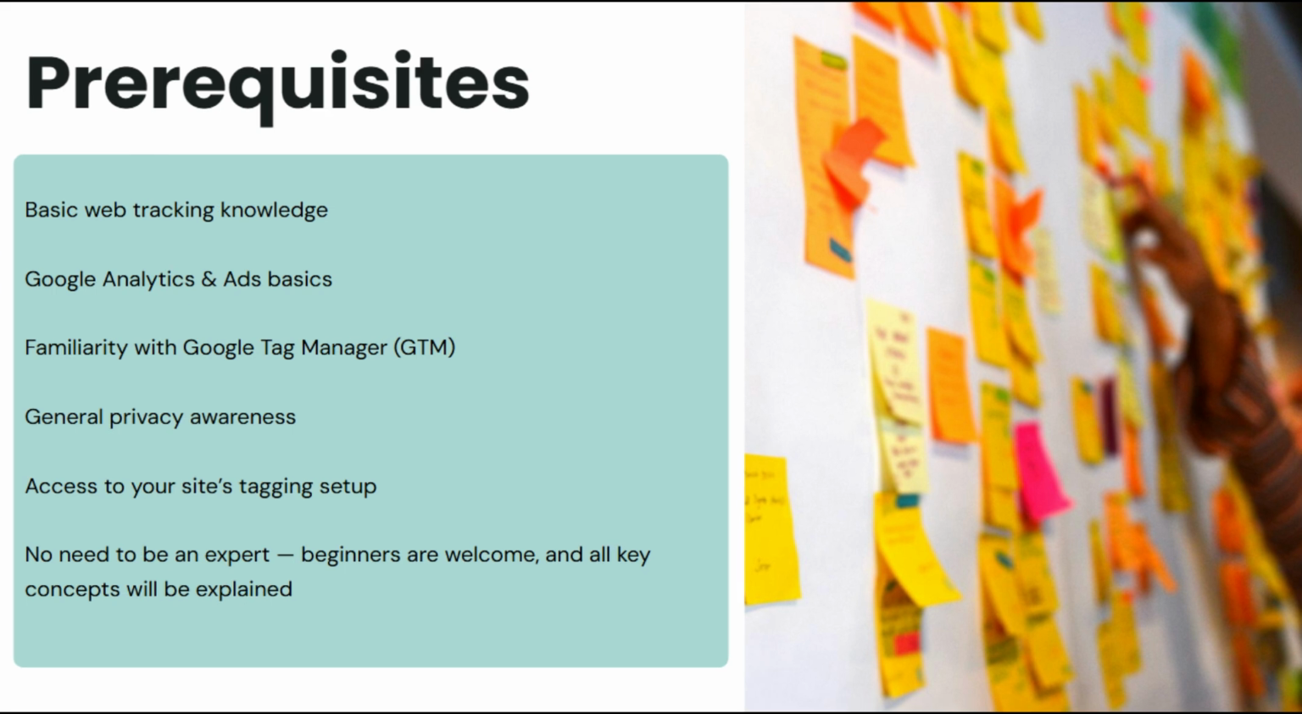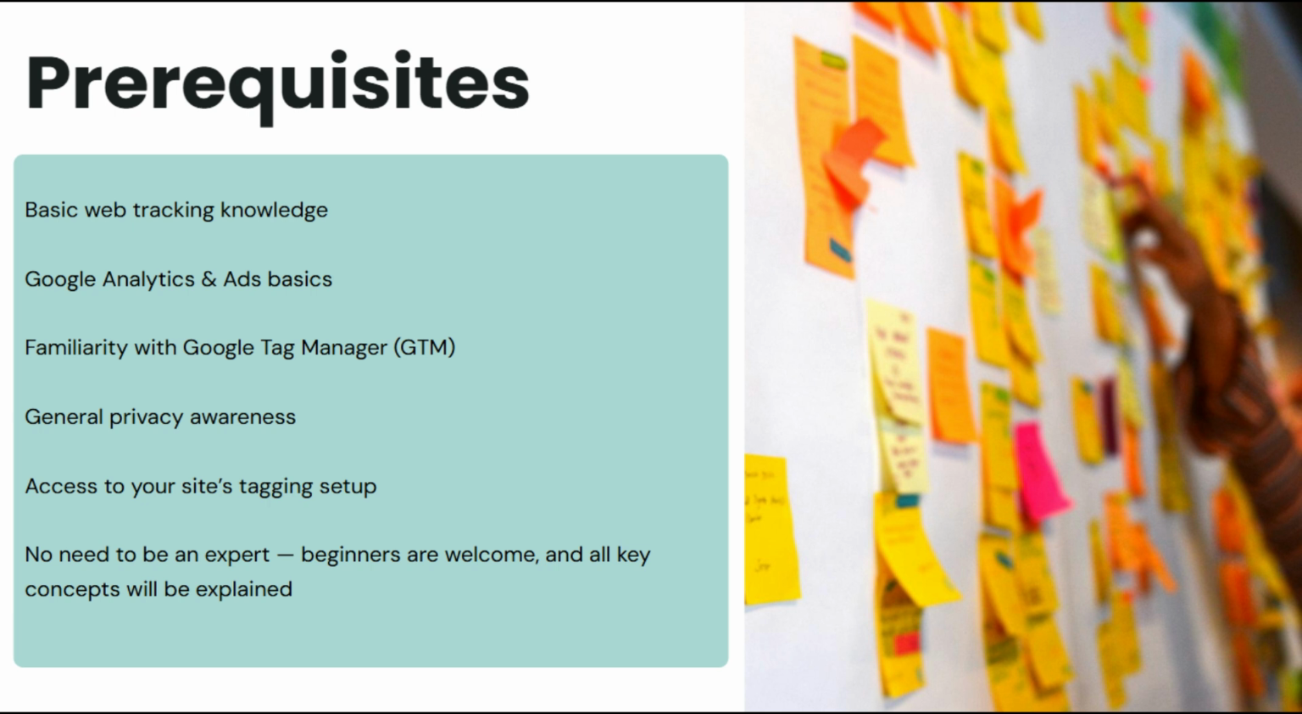Before we dive into implementation details, let's cover what you should know coming in. Don't worry, you don't need to be a privacy law expert or a coding guru, but a few basics will help you get the most out of this course. Basic web tracking knowledge: you should be familiar with how websites typically use cookies or tags for analytics and advertising. For instance, knowing that Google Analytics uses cookies to track visitors or that Google Ads tags are used for conversion tracking and remarketing will provide context.